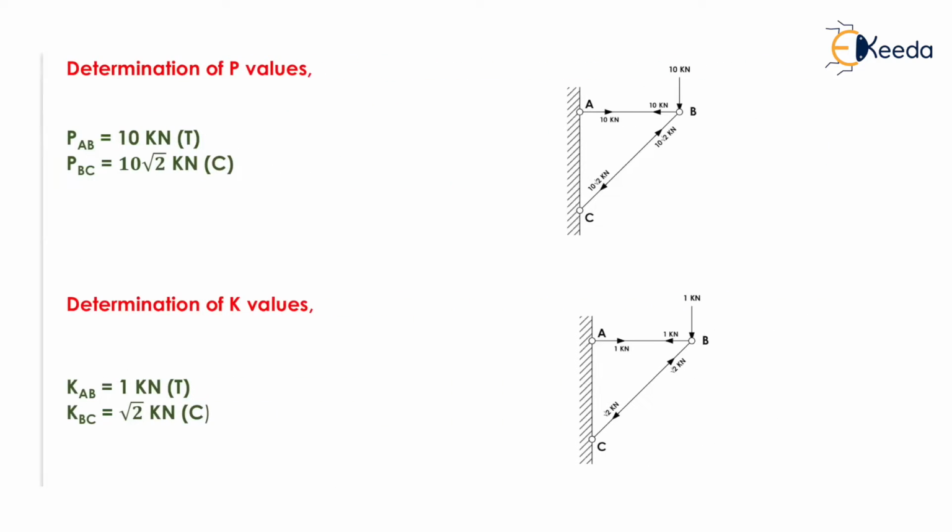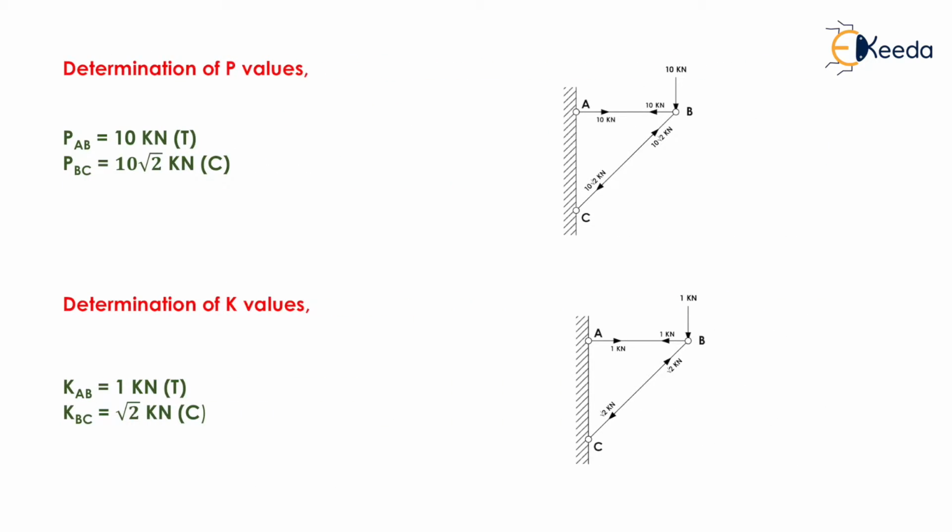For the vertical deflection of joint B, we need to find the forces in each member because we know that the formula for the calculation of deflection is equal to summation of PKL upon AE. We know the formula, okay? For the determination of deflection, we need to find the P force, K force, length of the member, area of the cross section and E value. Now AE is already given and length is also given in the question. We need to find only these two values, that is P and K.